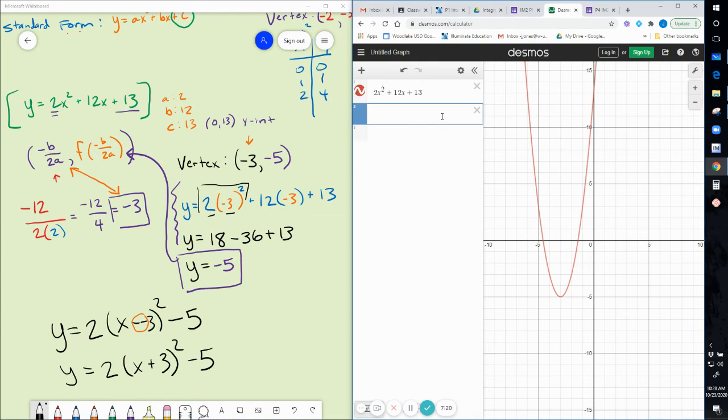We should be able to toss it in here. And what do you think's going to happen? If we did it right, the parabolas should fall on top of each other because they are the exact same parabola, right? The exact same parabola. One's in vertex form and one's in standard form.